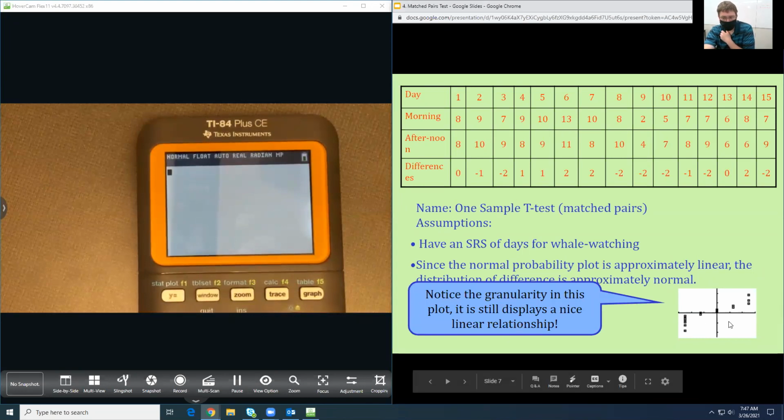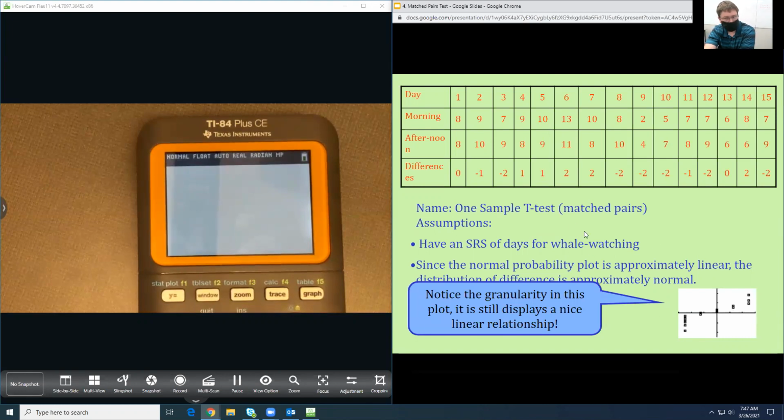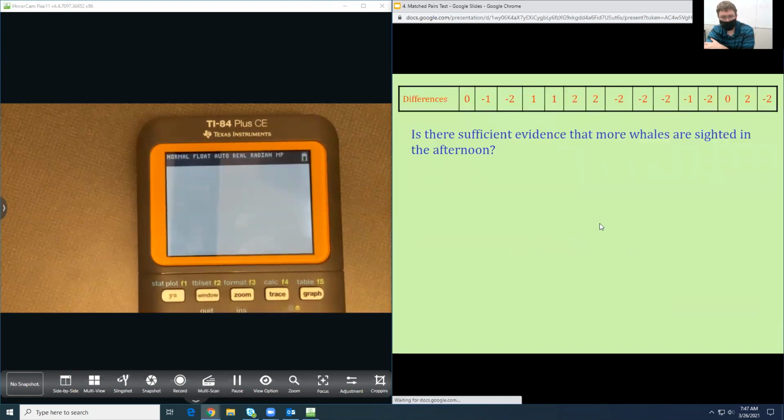Again, this is called granularity, where the graph has a lot of repeats in the same spot. That's okay. It's still linear. It's just the fact that we have a lot of -2s and a lot of +2s, and that's why it looks like that. So that doesn't mean it's not linear.